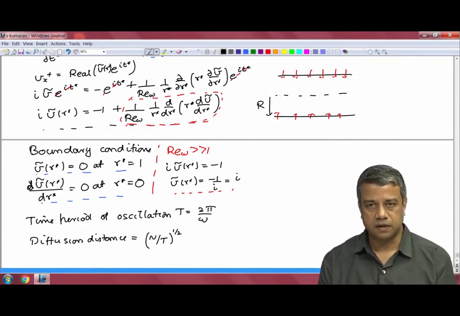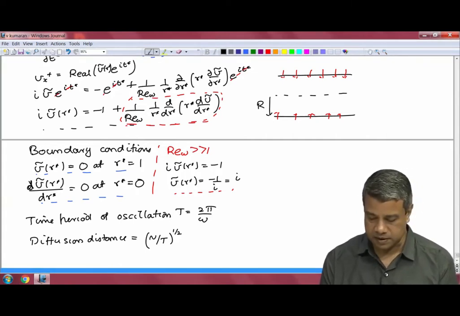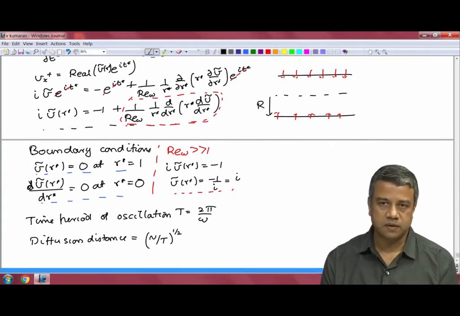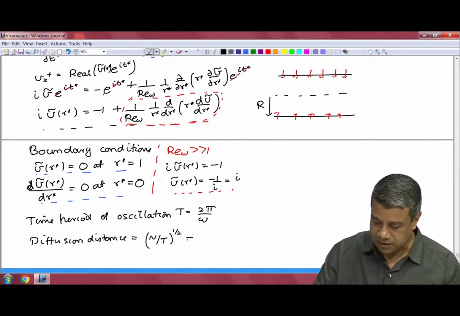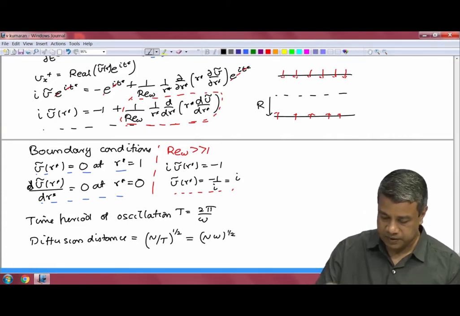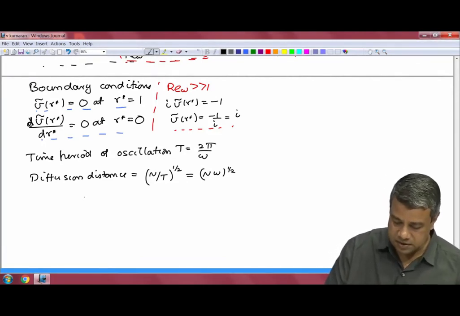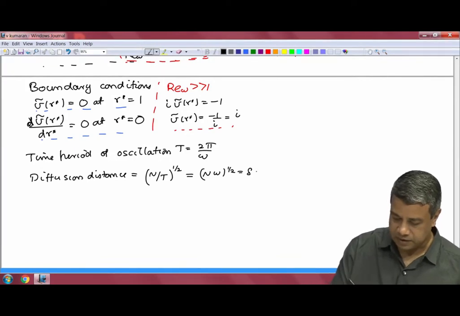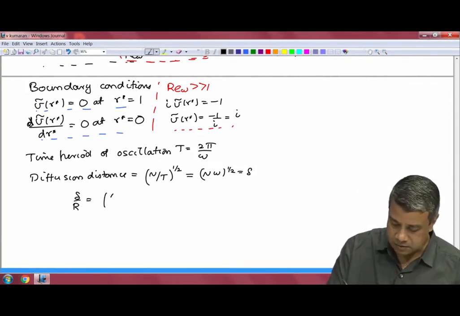The distance to which it diffuses cannot depend upon r because it is much smaller than the radius of the pipe. So, the distance to which it diffuses will be proportional to nu by t whole power half, which is the same, to within a constant factor, as nu times omega whole power half. And the distance to which it diffuses, I will call this delta. Delta by r, the ratio of the diffusion distance and the radius of the pipe is equal to nu omega by r square.